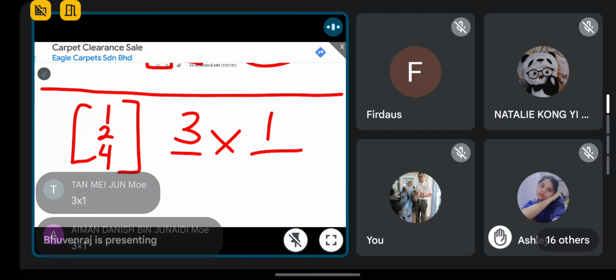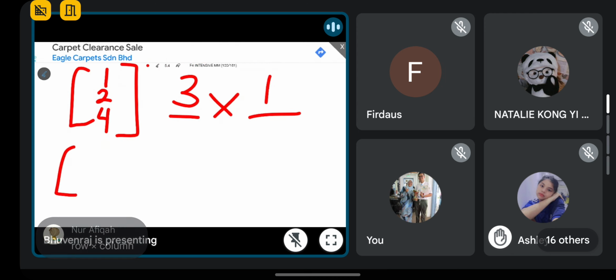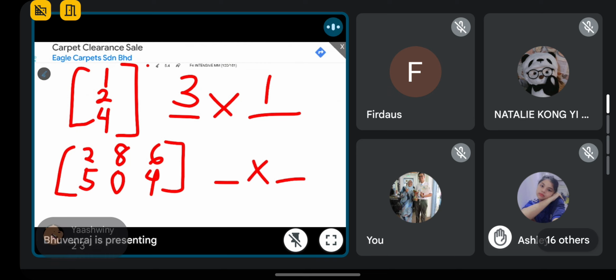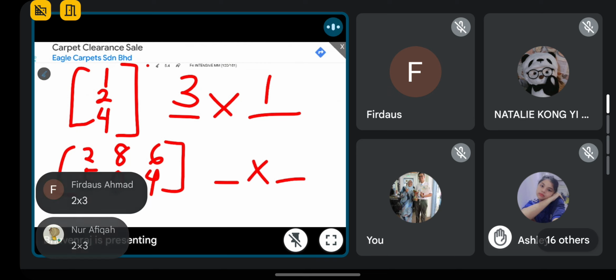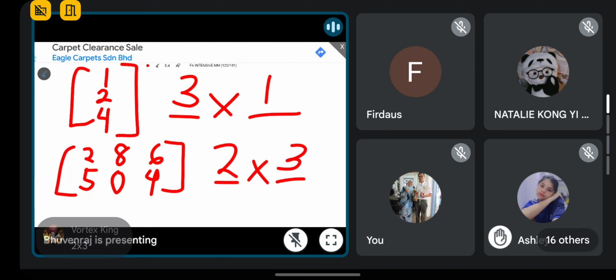Okay, so next one. Yang ni kena lihat hati-hati because sometimes you can get confused one with this kind of thing. 5, 8. Okay, what is the order here? Yeah, row times column. Selalu ingat RC. Okay. Yes, very good. 2 times 3. 2 row, 3 column. Nickname, acronym untuk ingat RC.